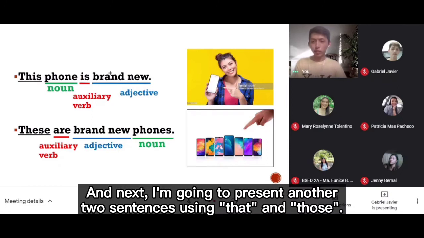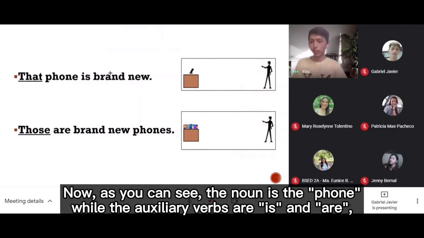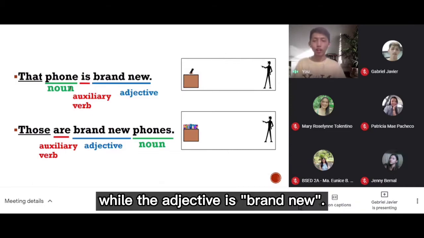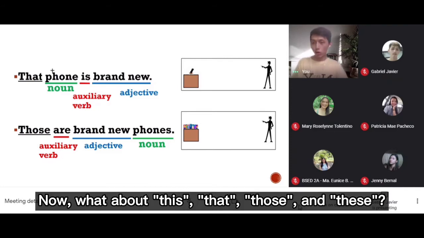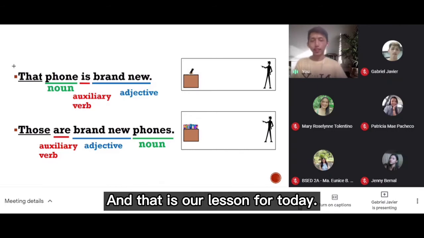And next, I'm going to present to you another two sentences using that and those. Now, as you can see, the noun is the phone, while the auxiliary verbs are is and are, while the adjective is brand new. Now, what about this, that, those, and these? And that is our lesson for today.